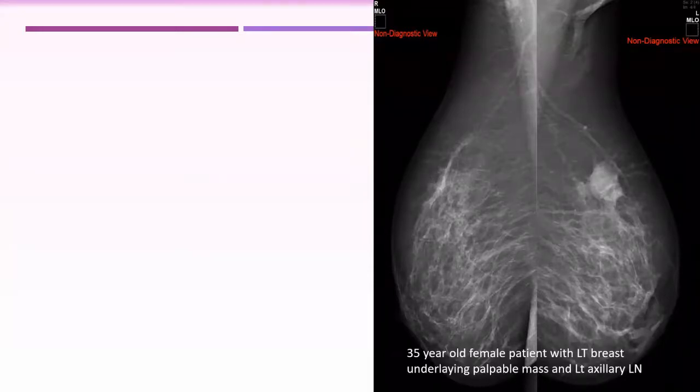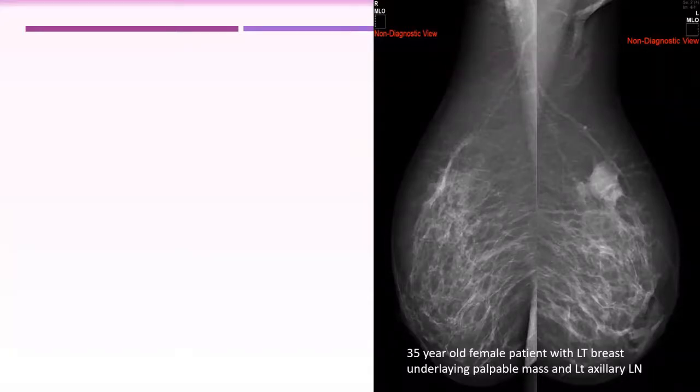Mediolateral oblique view of both breasts showing a well-defined, partially obscured, oval-shaped, equal density mass at the outer part of the upper part of the left breast, not associated with architectural distortion or microcalcification.